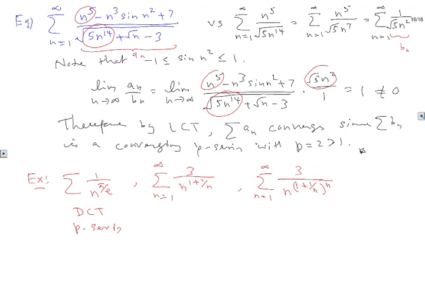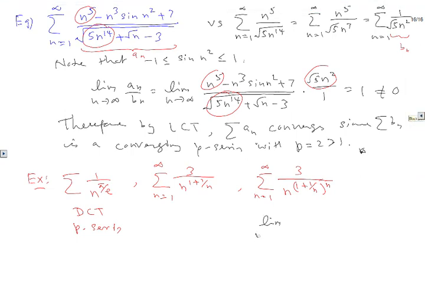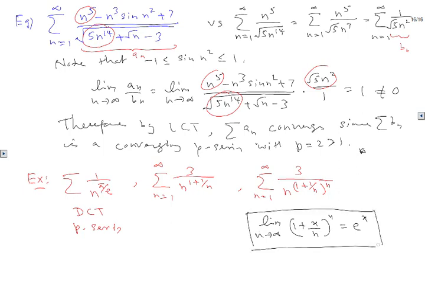So I'm going to recall a result from calculus. We know that the limit as n goes to infinity of (1 plus x over n) to the n is e to the x. This is one of the results that might be helpful in the last one. Okay, so this is the end of the limit comparison test.